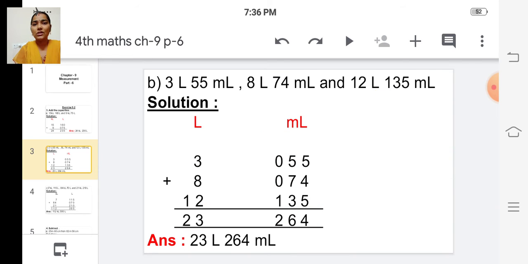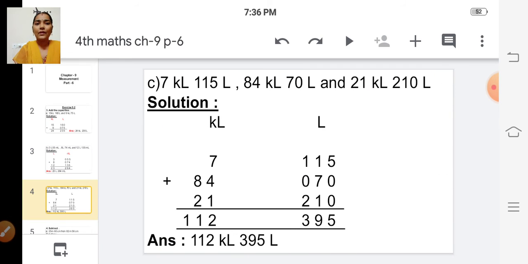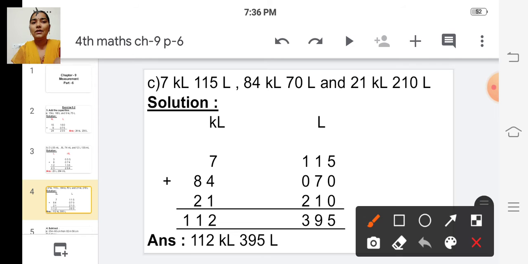Is it clear, children? So we shall do one more problem. See, 7 kiloliter and 115 liter. Second capacity is 84 kiloliter, 70 liter, and third capacity is 21 kiloliter and 210 liter.